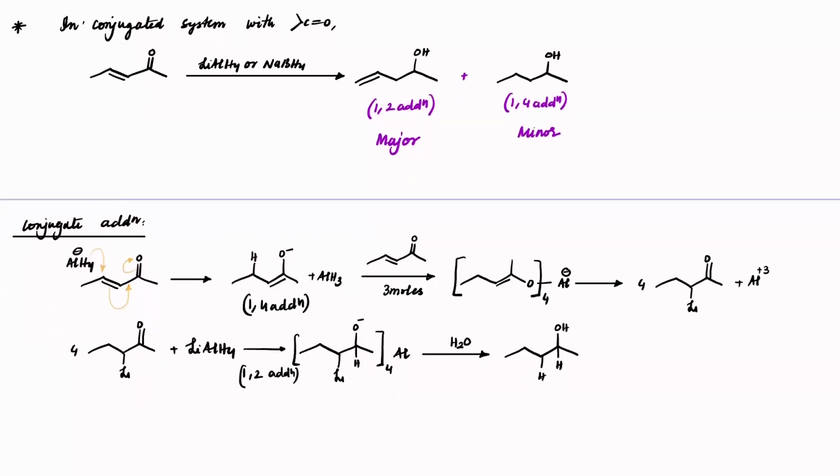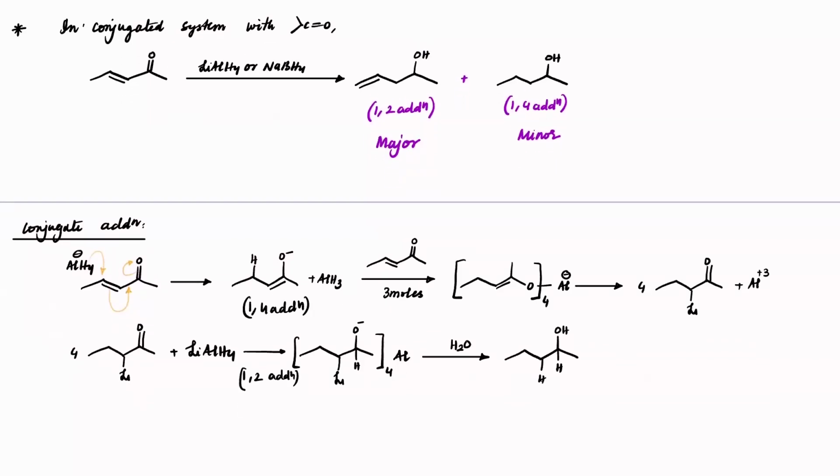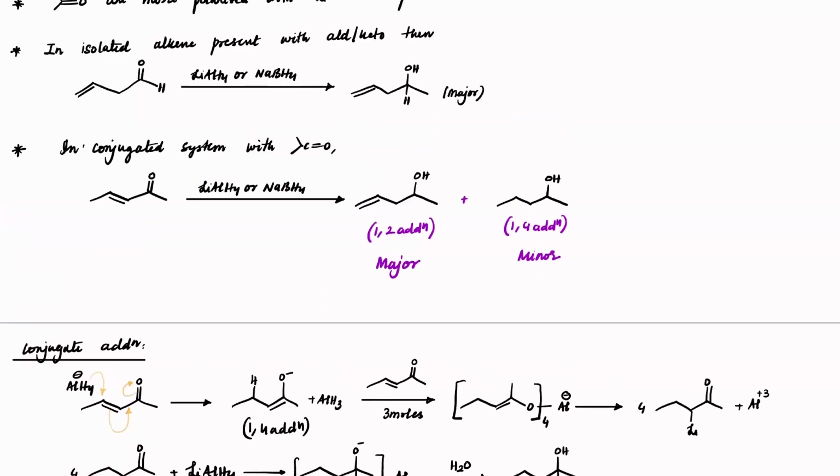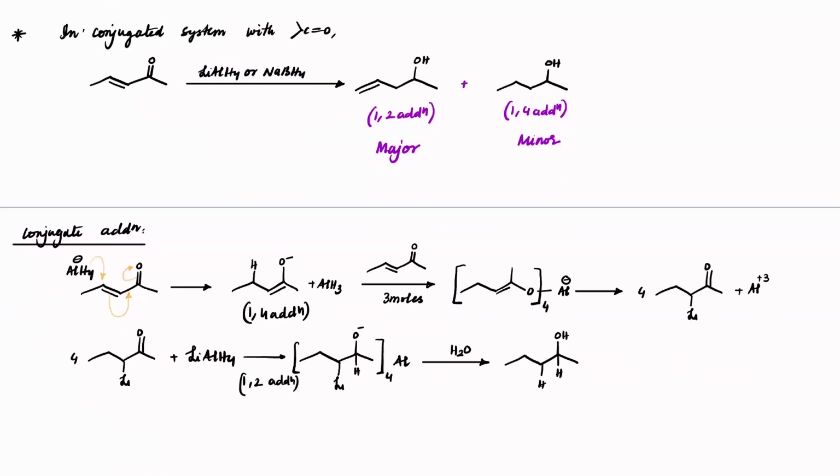Now you might wonder, sir, why 1,2 is major and why 1,4 is major. As of now, we'll not get into too much detail on that, because that will take a lot of time, and it's of no use for our problem solving. So remember more like cases here. The first case is when you have simple conjugated systems, then 1,2 is major and 1,4 is minor when you use lithium aluminum hydride or NaBH4. Got it?